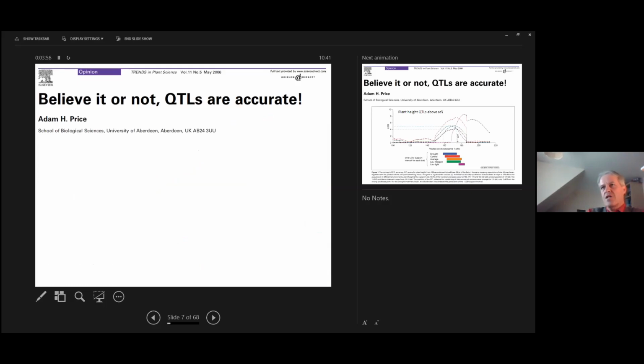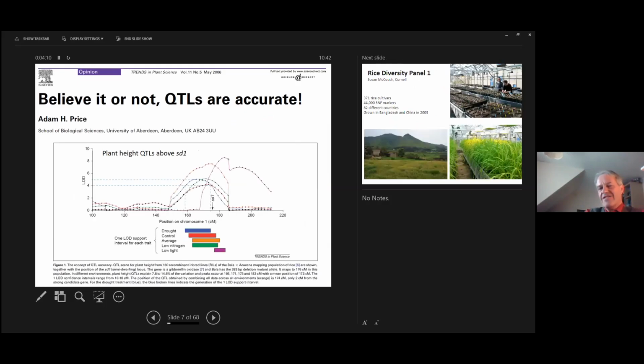In 2006, I wrote this article, which is really just summarizing the fact that QTLs, this is before association mapping was ever possible in plants, using biparental crosses, are reasonably accurate. But this slide, which comes from a figure in that paper, tries to illustrate the point of accuracy with conventional QTL mapping. So what this is looking at is where we take traits of plant height in the Bala Azucena mapping population under drought conditions, control conditions, average of all conditions, low nitrogen, low light. And we map them, in this case, on the bottom half of rice chromosome 1. And this is the test statistic, the LOD score.